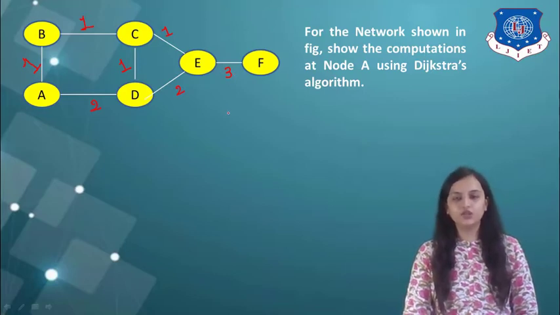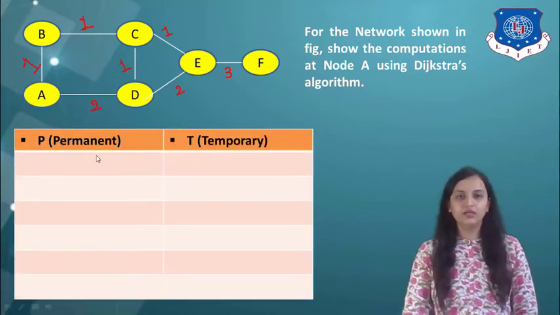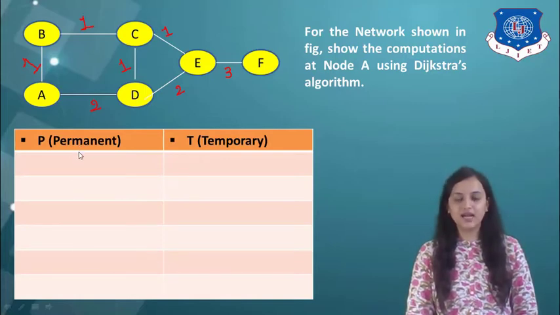Now to obtain the shortest path from this network, we have to make one table to decide the shortest path according to the network. So this is the table. The table has two parts, the permanent side and the temporary side. Now in Dijkstra's algorithm, there is one target, which says that all the nodes from the network should be at the permanent side step by step.